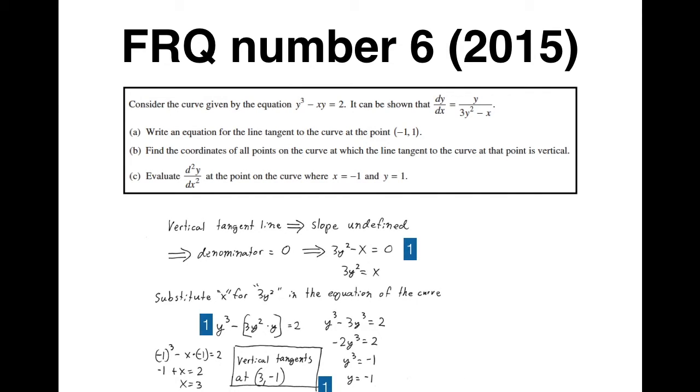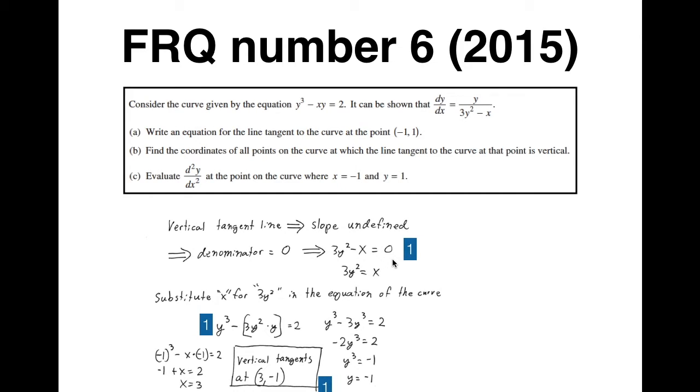So the first point was earned if the student realized that the denominator was equal to 0 and wrote an expression stating that. If you just wrote denominator equals 0, that wasn't enough, but if you wrote a mathematical expression stating that, then you would earn a first point.